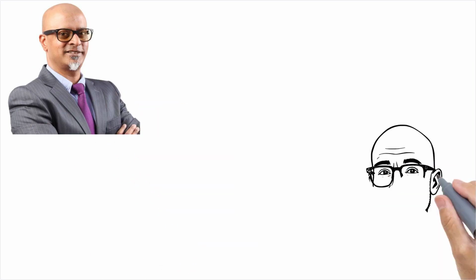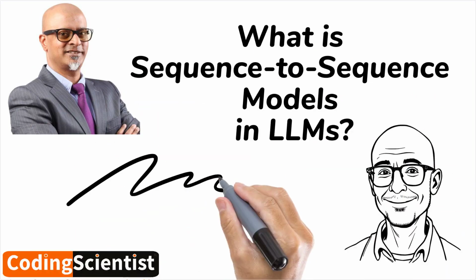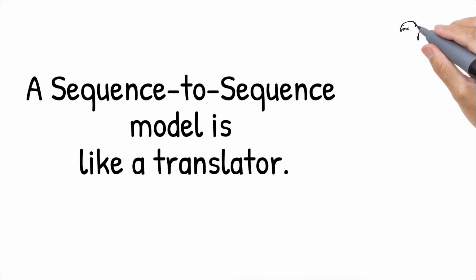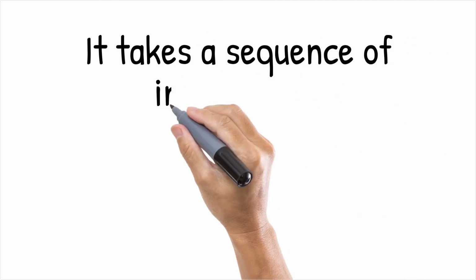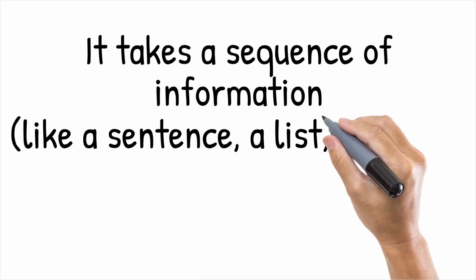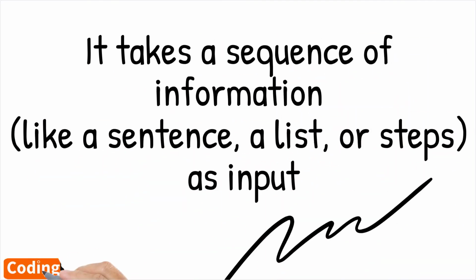What is sequence-to-sequence models in LLMs? A sequence-to-sequence model is like a translator. It takes a sequence of information, like a sentence, a list, or steps, as input.